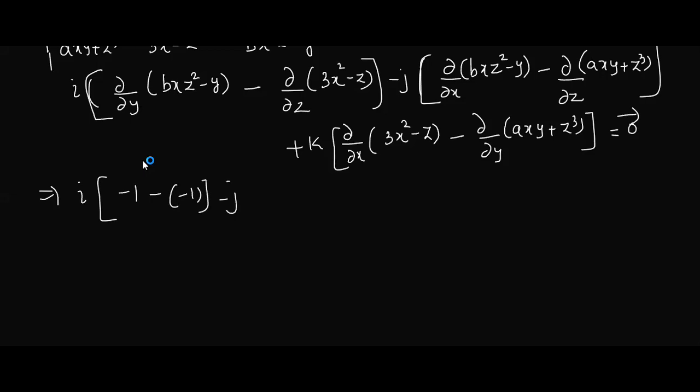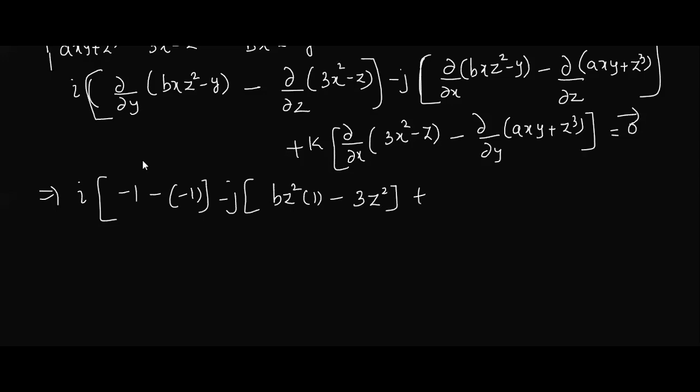Minus j into. Tell me what is the derivative of this with respect to x. What is constant? bz square is constant. And x with respect to x is 1, minus derivative of y will be 0. So altogether it is only bz square, correct? Minus derivative of this bracket with respect to z. There is no z here, so 3z, 0. It is 3z square.